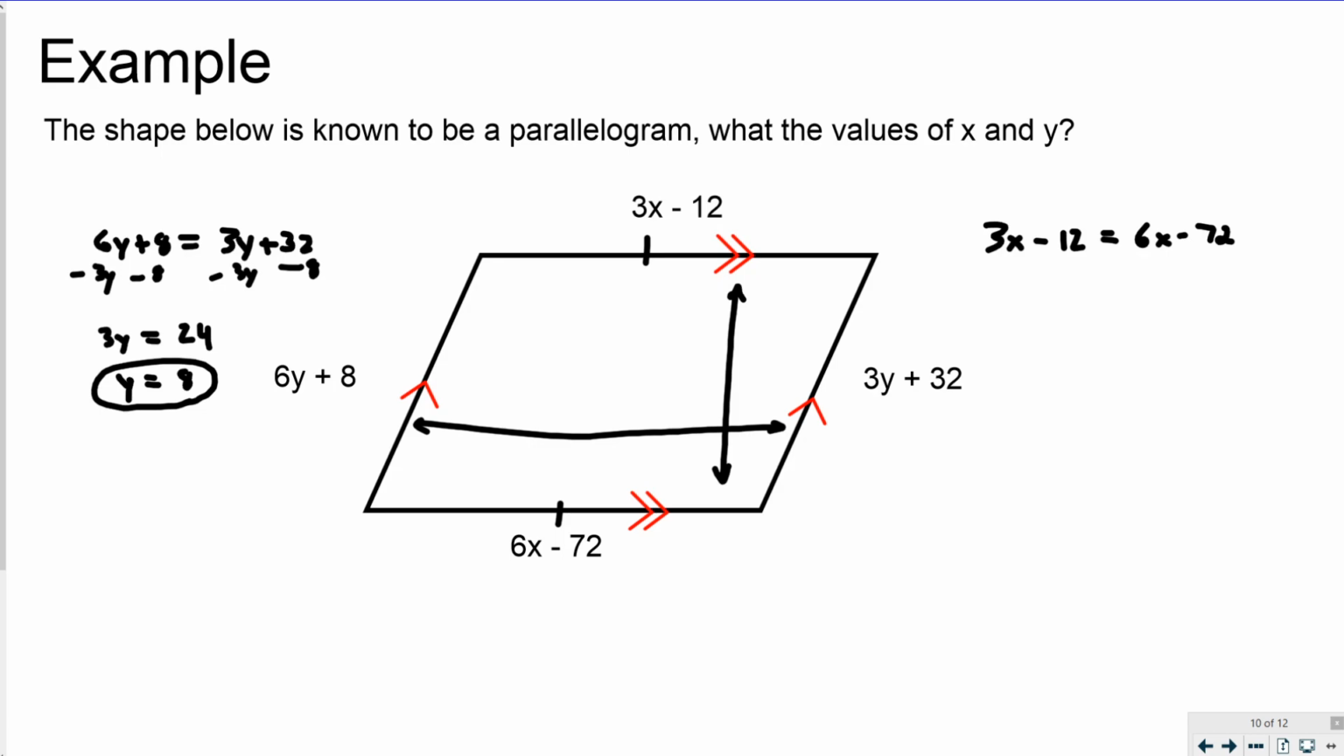And then if I'm going to solve for x, I'm going to do so in the same way. I'm going to take 3x from both sides. And then because I've got the x on the other side, I've got to add 72 to both sides. So when I do that, I get 60 on the left side, and I get 3x on the right side. So dividing by 3, x equals 20. And that's it. So I've got my two values for x and y.